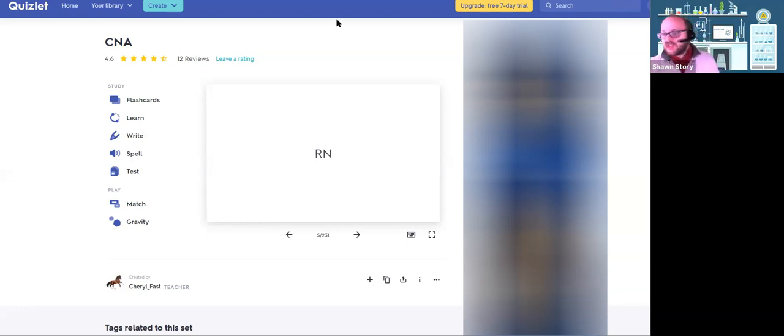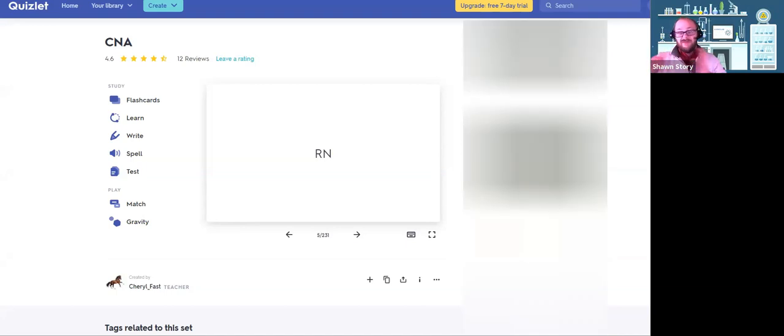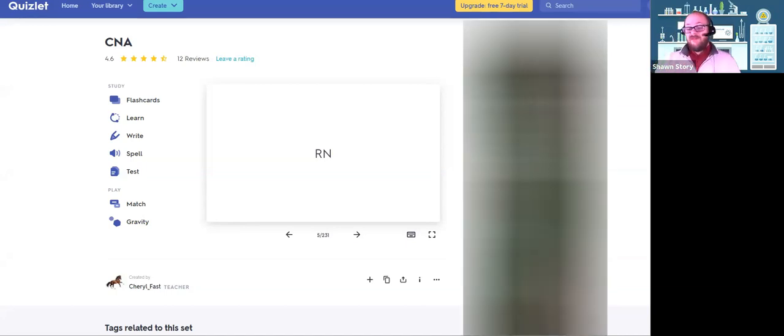There is a paid service. Notice how it says upgrade, free 7-day trial. I'm not sure of the difference between the free and the not free. I always use the free one. We're looking at the free one right now. I think if you actually did the paid one, there's even better things. But I've only used just the free version, which is pretty cool.